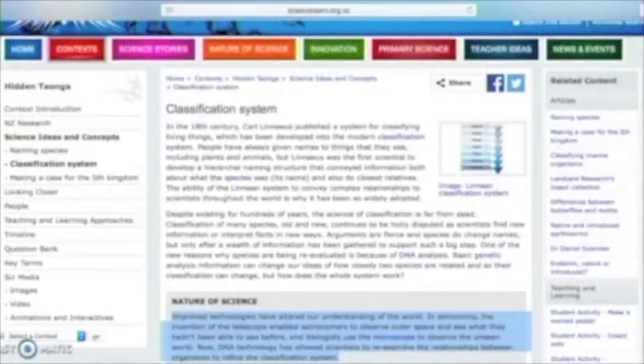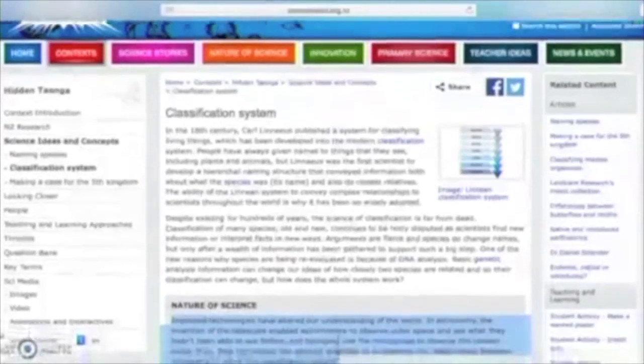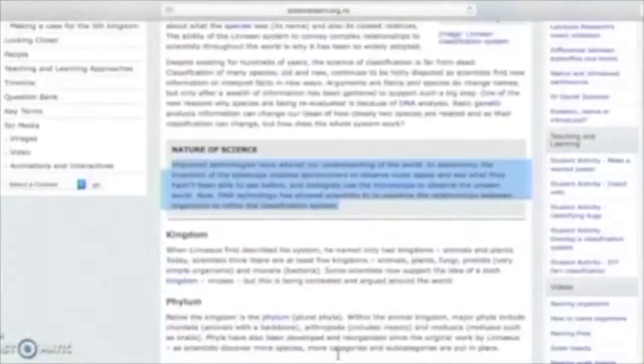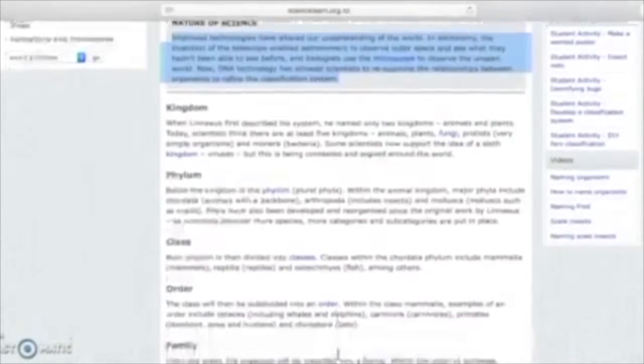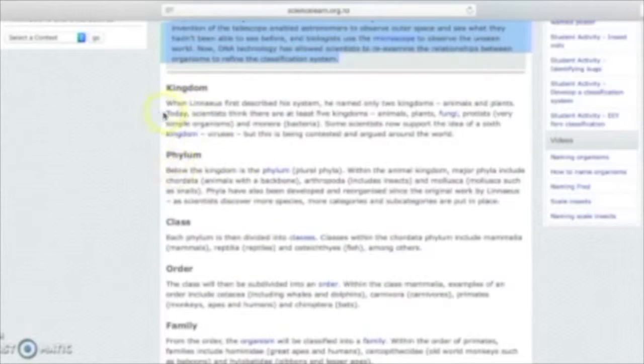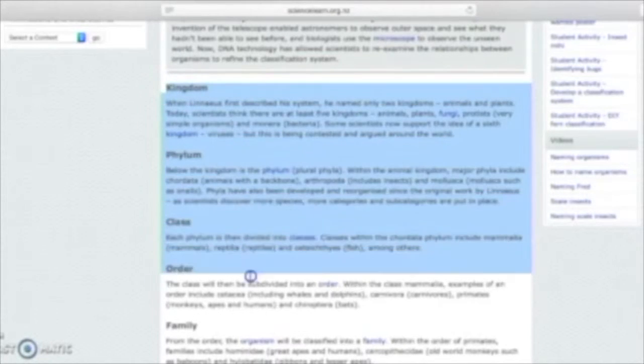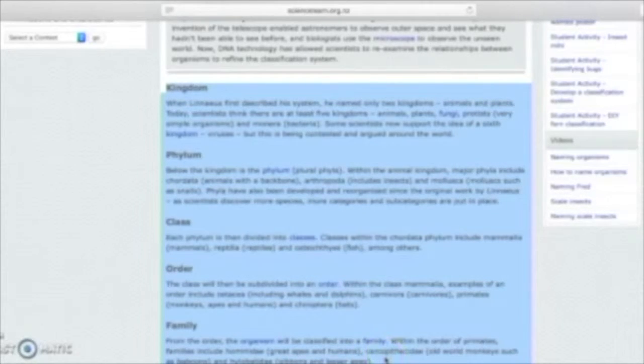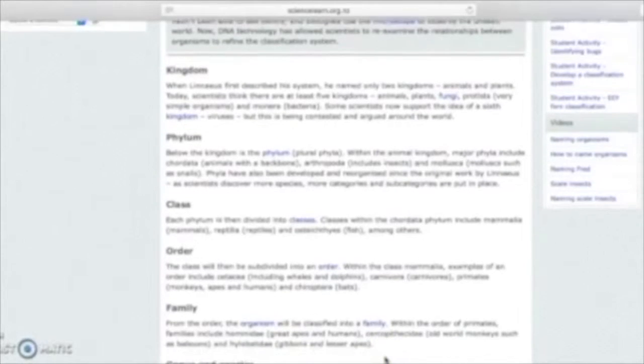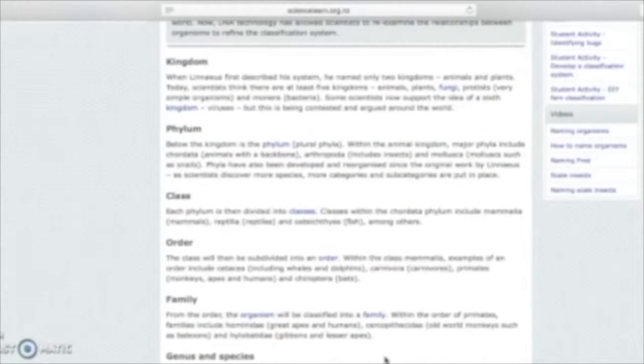The reasons scientists and we as students move from traditional to modern vary because of all the new discoveries and species and facts that we find every day. Improved technologies have altered our understanding of the world. Quote from sciencelearn.org: Biologists use a microscope to observe the unseen world. With the discoveries of bacteria and others not known before, such as archaea and eubacteria, we have been able to expand our classification types. This DNA technology has allowed scientists to re-examine the relationships between organisms and refine the classification system.